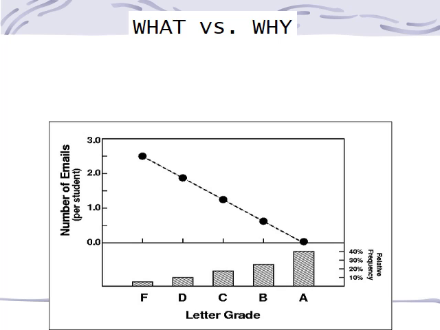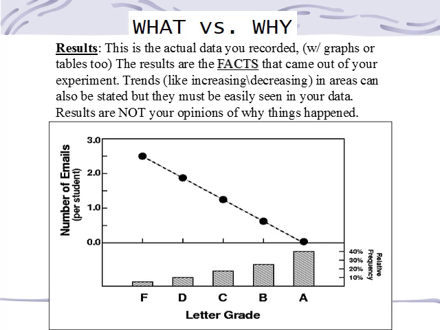So in any experimental design, at some point you're going to have a results section and a conclusion section. So first we're going to deal with the results. The what happens. The why comes later. So the results is the actual data you recorded. Usually you can show this with tables and graphs, but these are pure facts that came out of your experiments. You can talk about trends like increasing or decreasing that you see from your data, but it must be pretty easily observed. Results, remember, are not your opinions. That's going to come later in your conclusions. So results are just saying, oh, this pattern decreased, or this pattern increased, or this changed this way. It's not saying why it happened, just what happened.